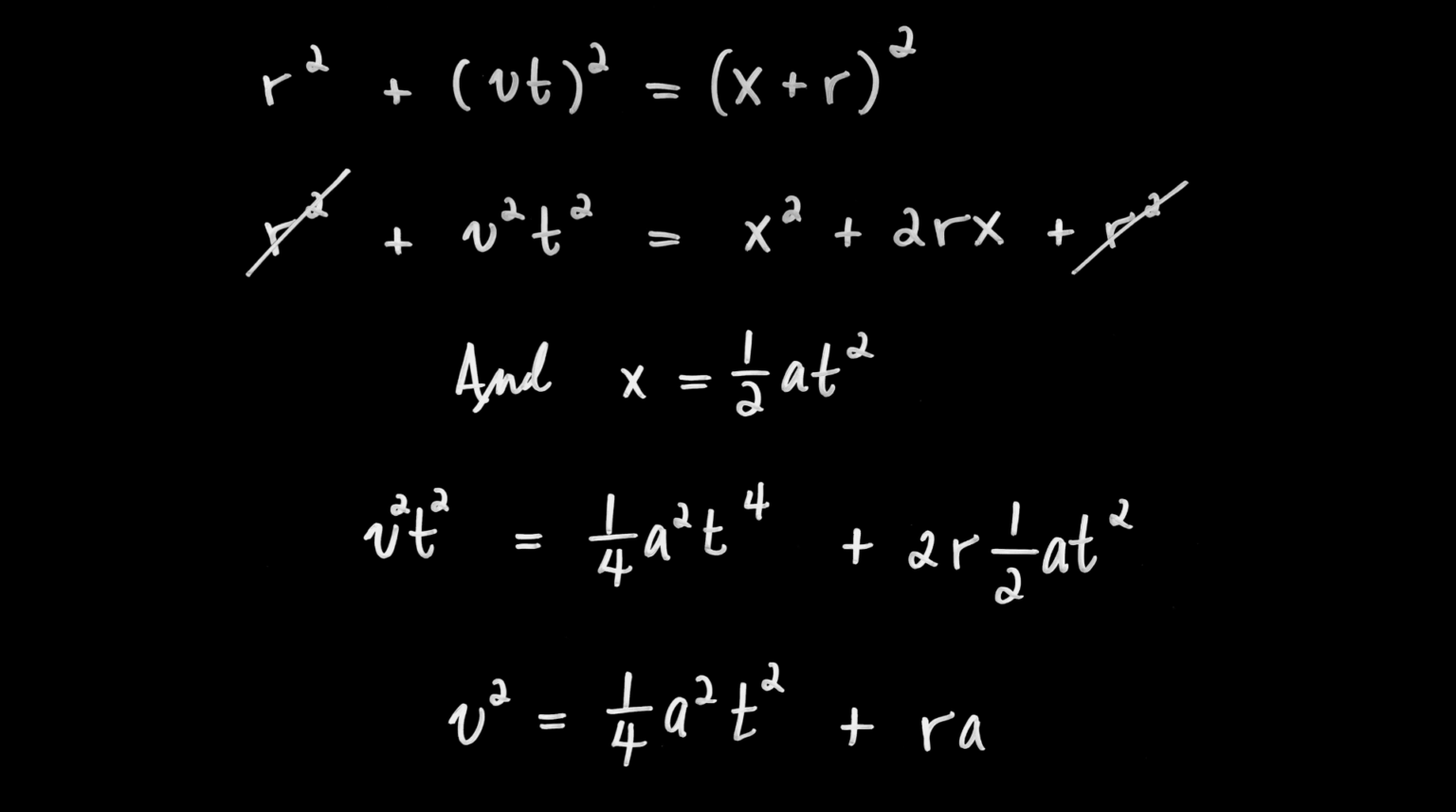So what I notice immediately about this big equation is that I have an r squared that appears on the left and an r squared that appears on the right, such that if I just subtract r squared from both sides of the equation, the r squareds are gone now. And I have v squared t squared equals x squared plus 2rx.